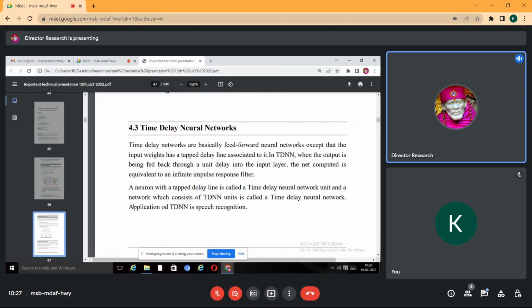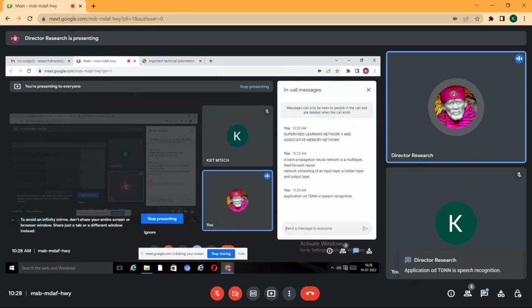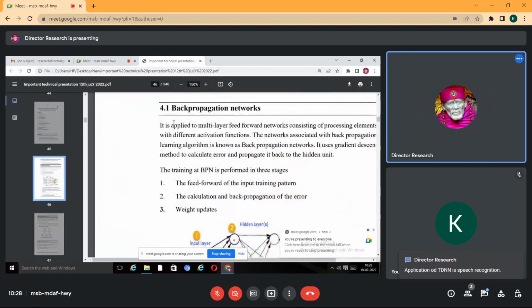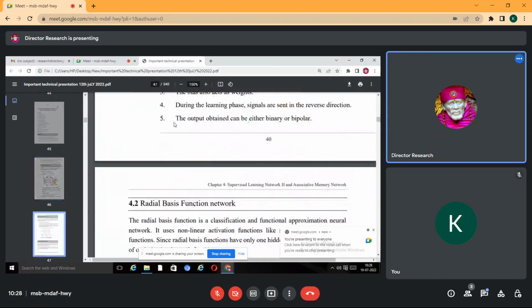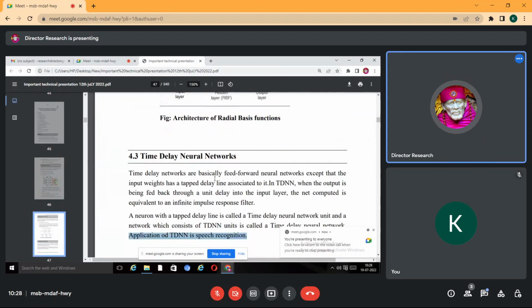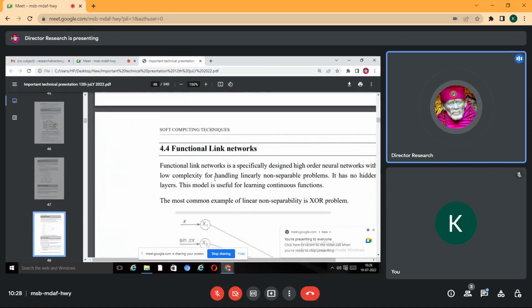Applications of time delay neural networks, so we can understand these concepts very well. That's enough, okay, and the diagram. Concept diagrams about these two. Once again I'm telling you: backpropagation networks, radial basis function networks, the concept diagram you can easily write, and time delay networks, the concept and its diagram.